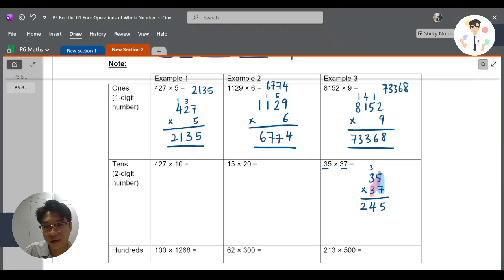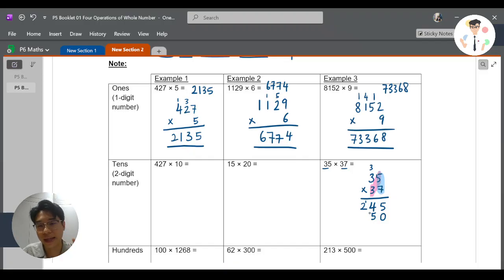So 3 times 5, 15. I put here 1, I put here 5. Teacher, do we leave a space here? Yes. Or you can just put a 0 here. Just leave a space here. 3 times 5, 15. 3 times 3, it will be 9. But don't forget, 9 needs to add this 1, so it will be 10.